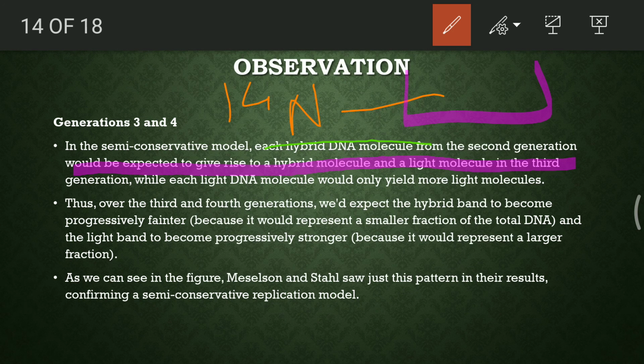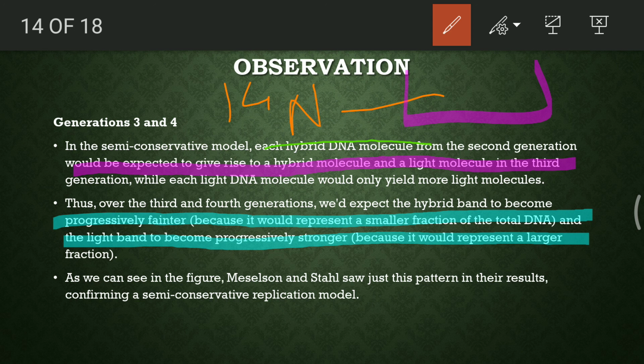Thus, over the third and fourth generation, we would expect the hybrid band to become progressively fainter, because it would represent a smaller fraction of DNA, and the light band to become progressively stronger. Why? Because N14 medium is used, and only the presence of N14 will be detected. Even though the parental or hybrid strand will be present, the concentration will be far less as compared to the new strands which are getting formed. As we can see in the figure, we have already seen it.